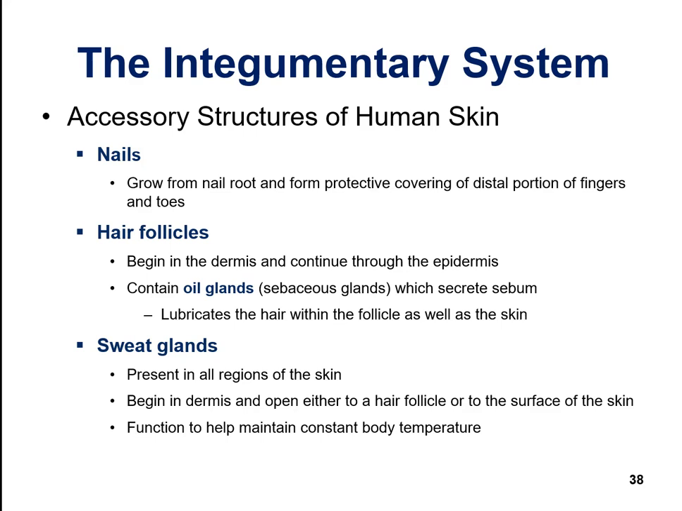Now, some accessory structures of the skin. I'm sure we've all heard of these things and are familiar with them, and I'll show you a picture where we can review all these components. So nails grow from the nail root and form a protective covering of the distal portion of the fingers and toes. Hair follicles begin in the dermis and continue through the epidermis. And within those hair follicles, there are oil glands, the sebaceous glands.